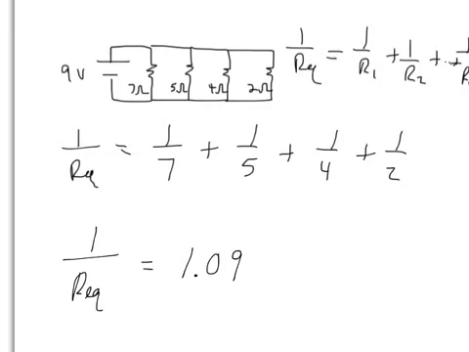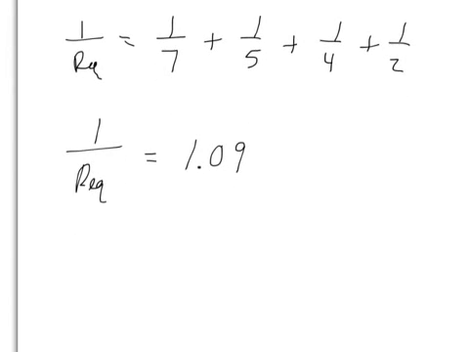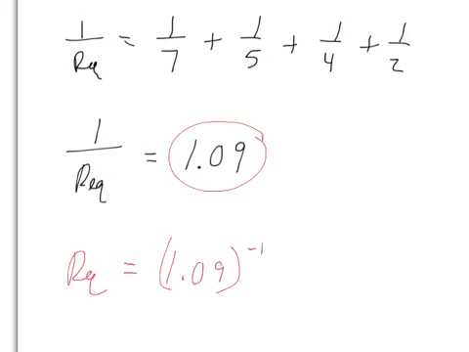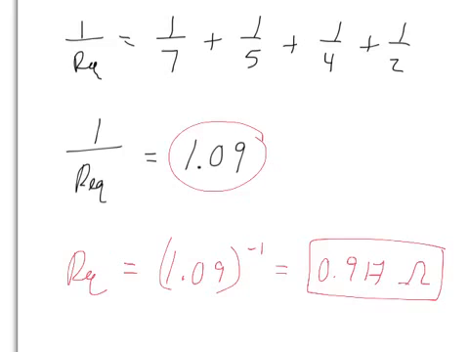So how do you find Req? You take the inverse of both sides. Right? If you want to find 1 over something, you want to find Req, invert that, or take the reciprocal. So you really want to raise this number to the negative 1 power. So Req is really 1.09 to the negative 1, or the inverse, which is really just 0.917 ohms.